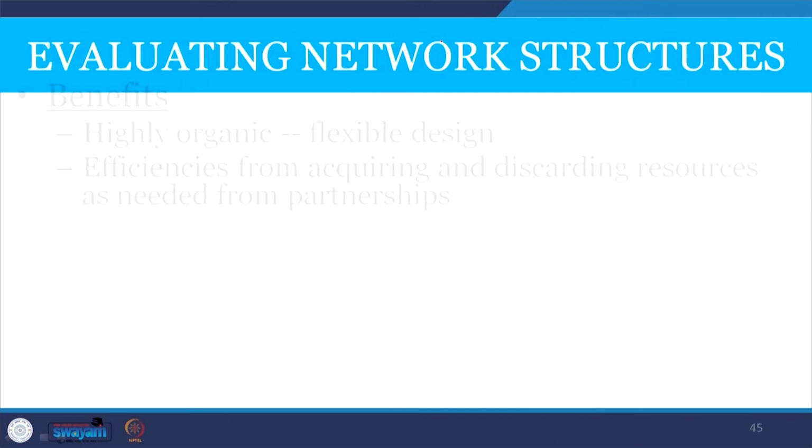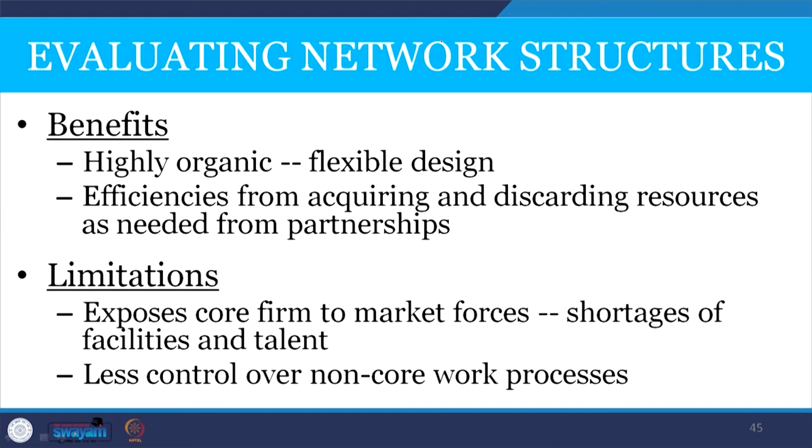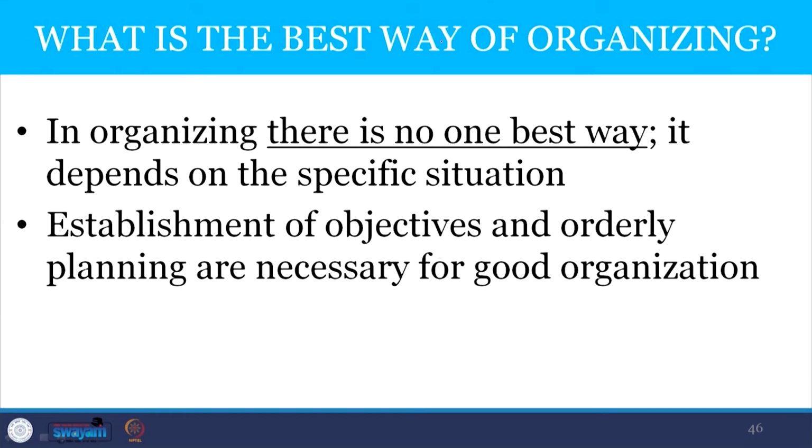So, for a network type of organization, the benefits are a highly organic, flexible design, and efficiencies from acquiring and discarding resources as needed from partnerships. So, the partners or the clients will have an association with the firm based on the competencies or the specific skills they have, which is a competitive advantage. Limitations are exposing core firms to market forces, shortage of facilities and talent, and less control over non-core work processes. So, what is the best way of organizing?